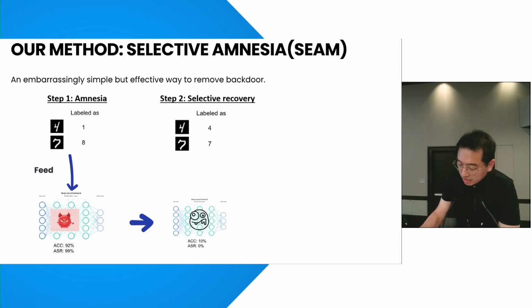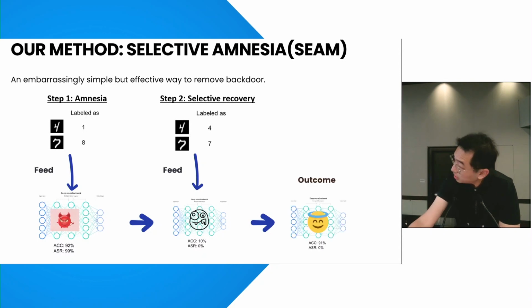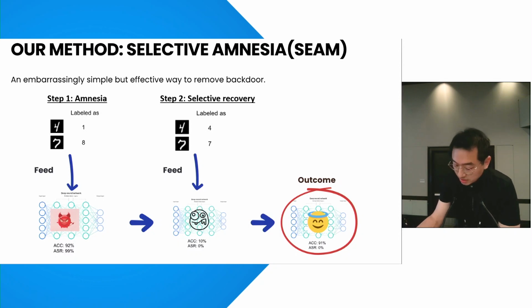Next, in the second step, we feed the correctly labeled calibration dataset into this now ineffective model, which we obtained from the previous step. Continue training until it converges. Interestingly, after this, the primary task almost fully recovers, but the backdoor task does not. The ASR remains at 0. This two-step process forms the core of our SAME solution.